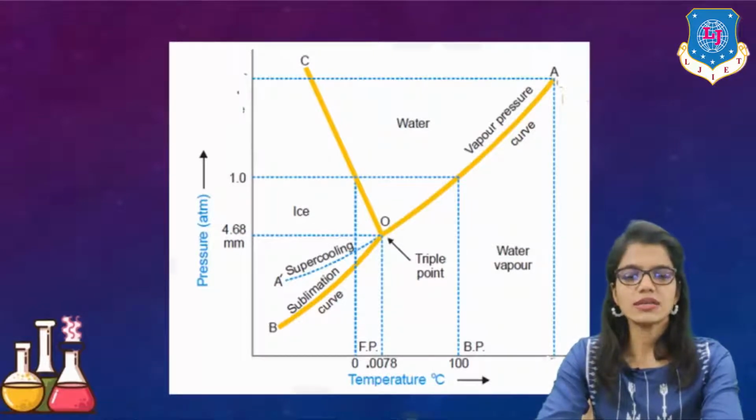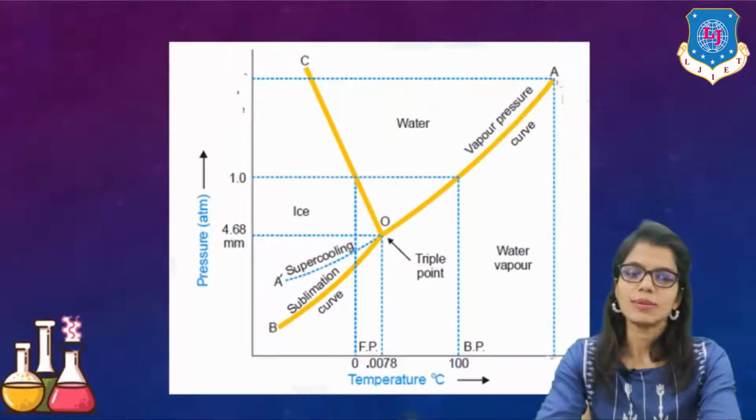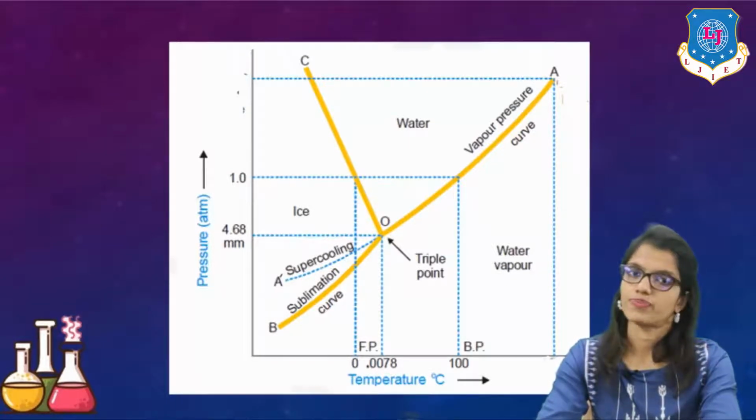Right? Now as you can see, 3 different phases are there. Number 1, ice. Number 2, water. Number 3, water vapor. Okay? Different curves are there. First curve is the sublimation curve. Right? The sublimation curve shows how ice can directly get converted into gas or vapor form. That is known as the sublimation curve. Then we have ice to water. That ice to water is the melting curve. Right? Then we have water to water vapor, which is known as the vapor pressure curve.